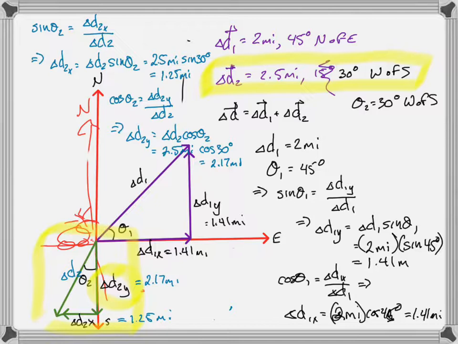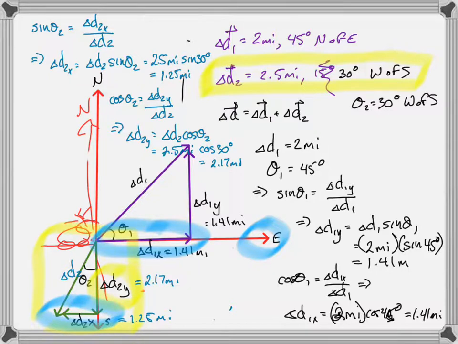So let's start with delta d1x. Right there, what direction is it pointing in? Positive. So that should be a positive number. Then delta d2x. What direction is that pointing in? Compare it to the east axis. That's pointing in the negative direction. So I should have had a negative sign in front of that. You've got to pay attention to the negative signs.